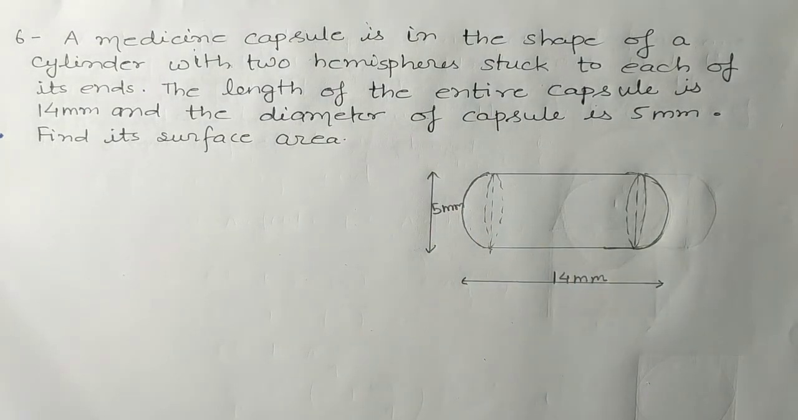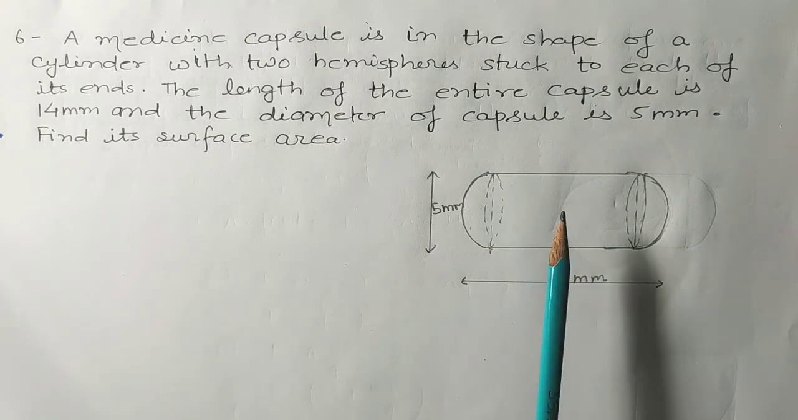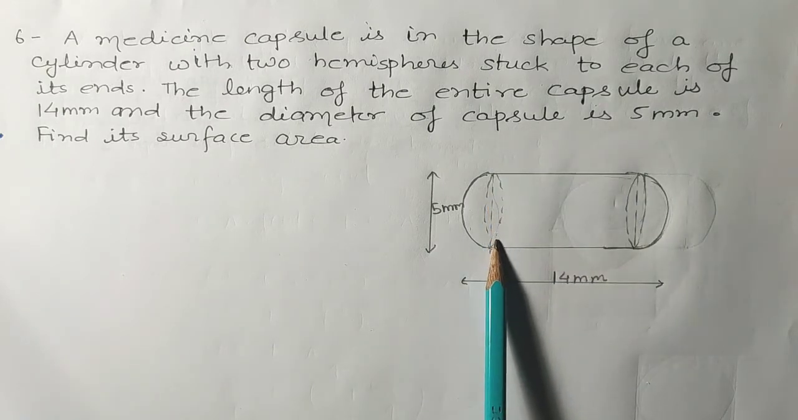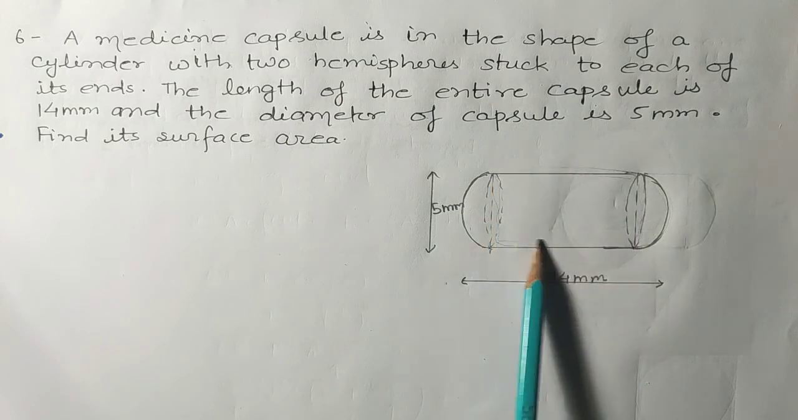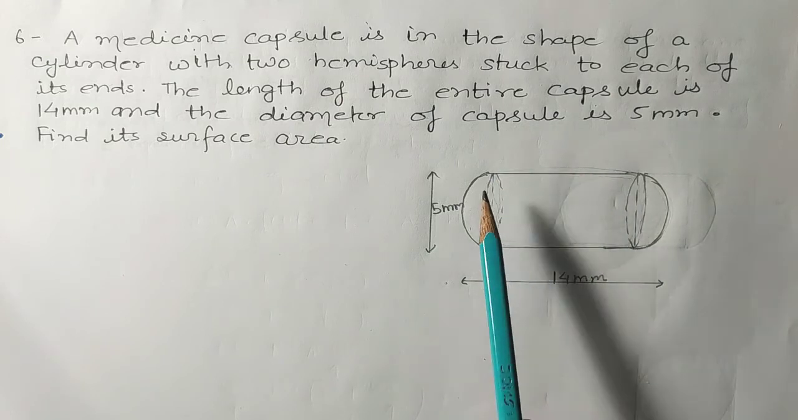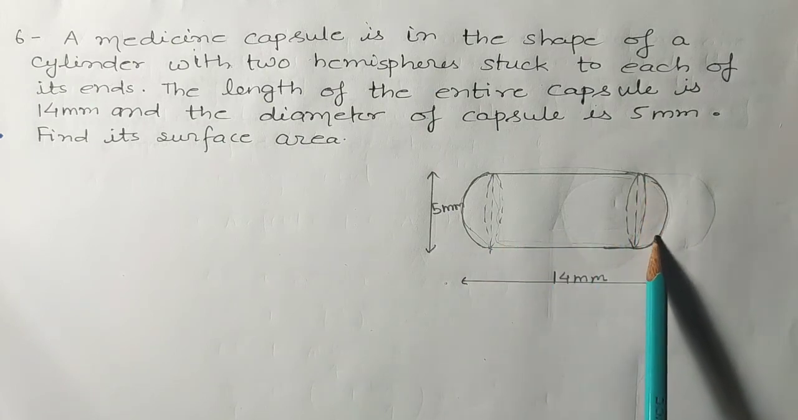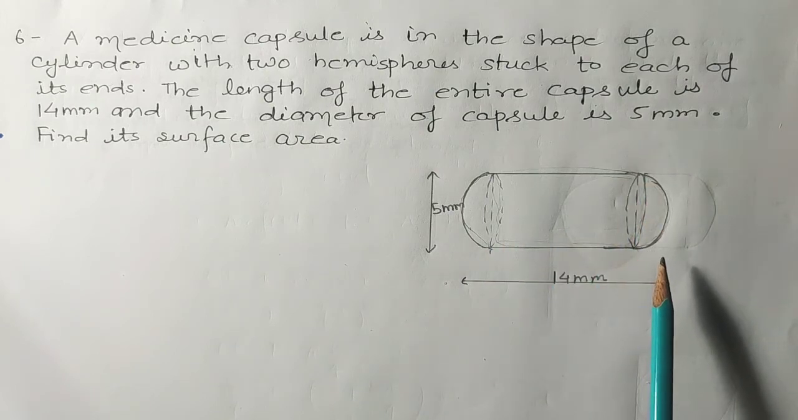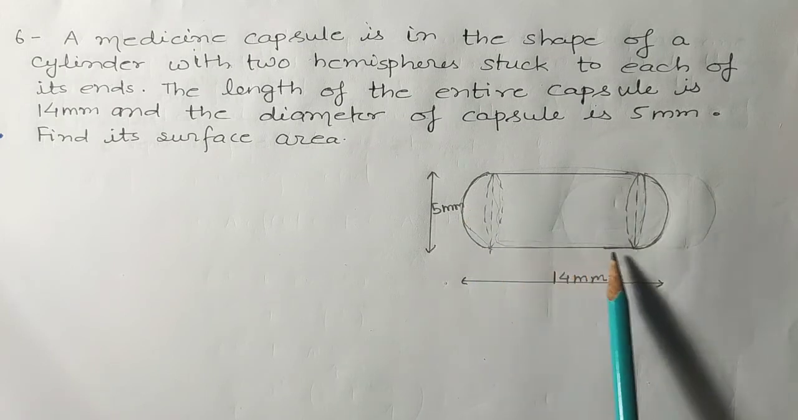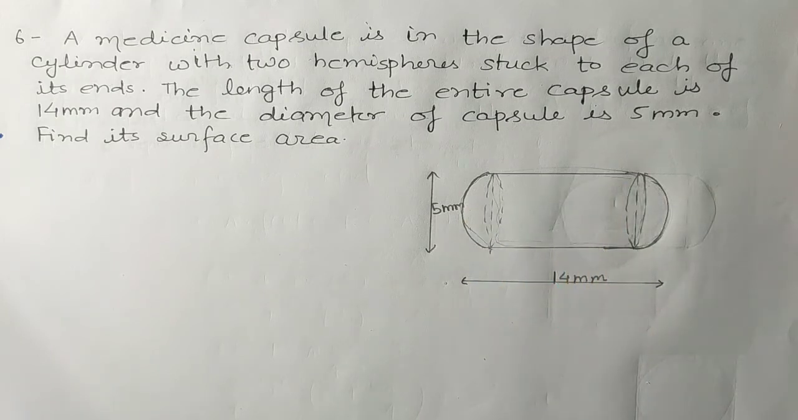So basically this whole length is given 14 millimeter and the diameter is given 5 millimeter. Okay students, we have to find its surface area. So what should we find for the total surface area of this capsule? See, we have to add the curved surface area of this cylindrical portion plus the curved surface area of this hemispherical portion plus the curved surface area of this hemispherical portion. Then we will have the total surface area of this capsule.